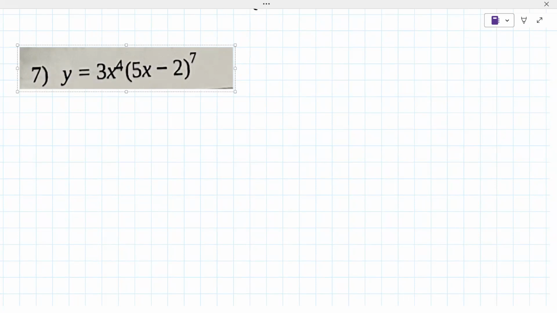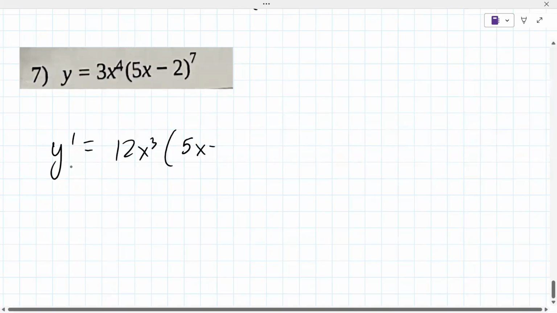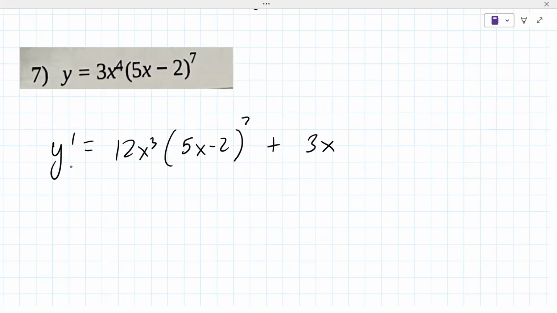Okay, I got y prime equals 12x cubed times 5x minus 2 to the power of 7 plus 3x to the power of 4 times 7 times 5x minus 2 to the power of 6 times 5. Okay. Now, do you want to know how to simplify this? No, I don't simplify. Okay. Good to set boundaries.